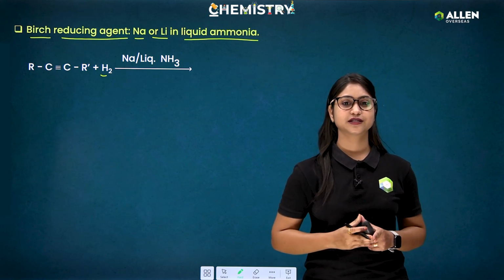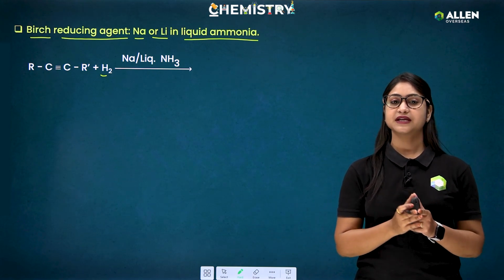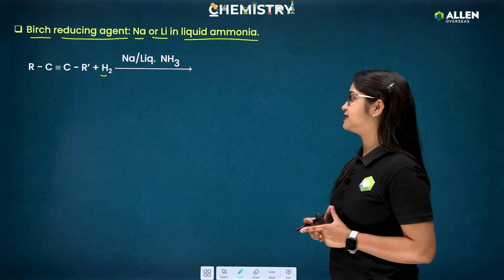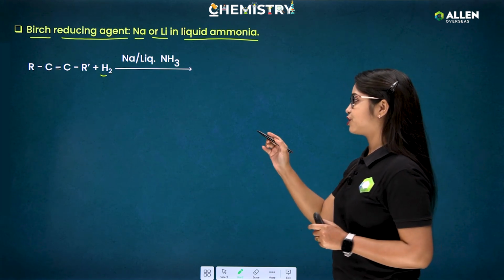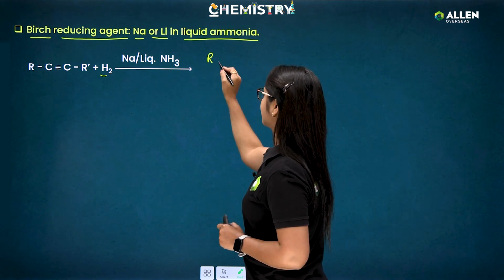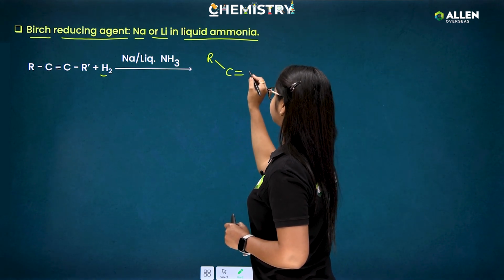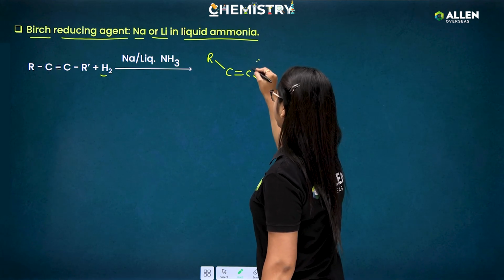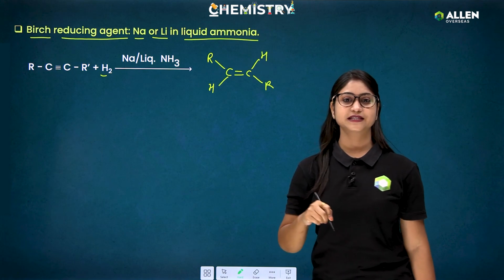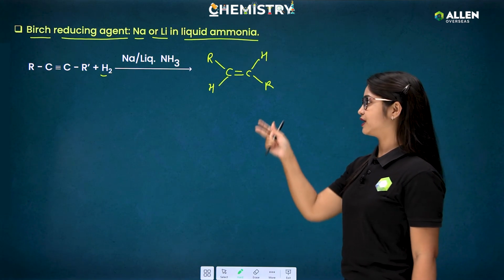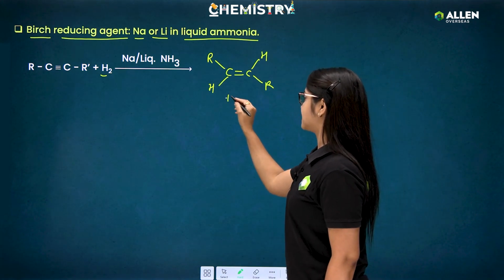So what is the characteristic of this reduction? The characteristic is that here you are going to get trans alkene only. Okay, trans alkene will be the product of this reaction, because in this reaction the addition of hydrogen takes place from opposite sides. Okay, that's why you are going to get trans alkene.